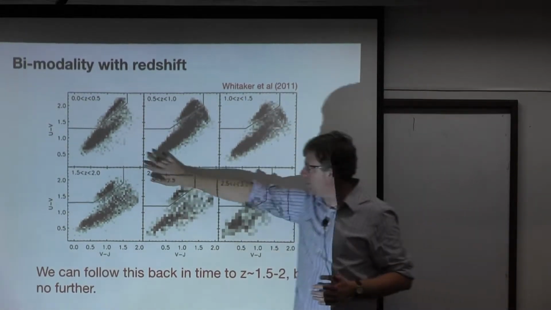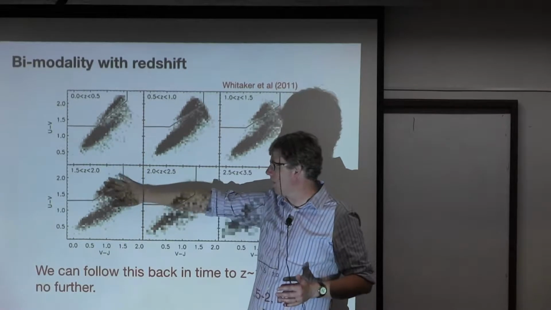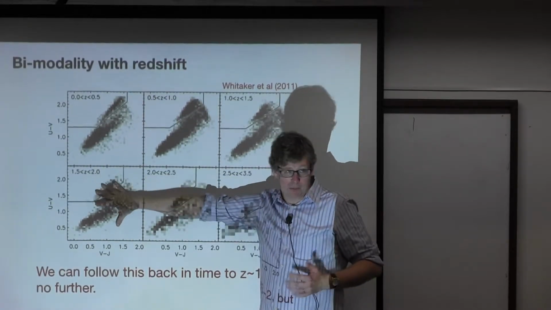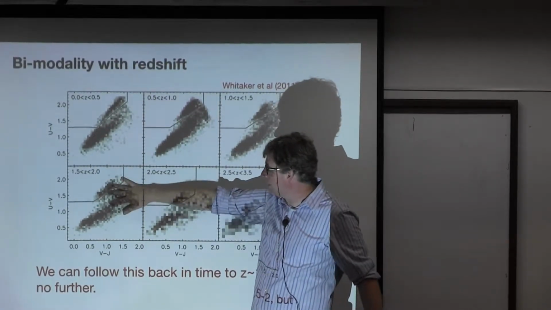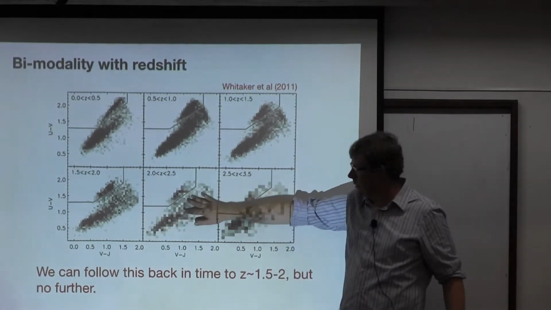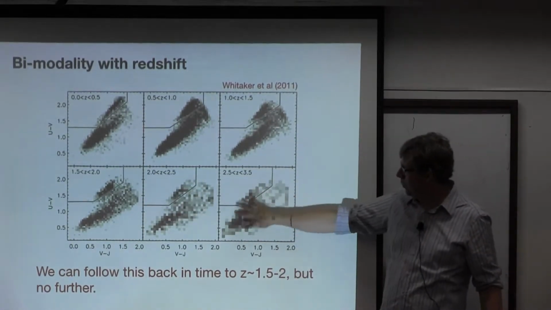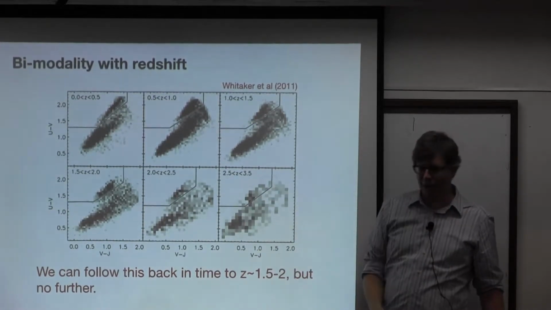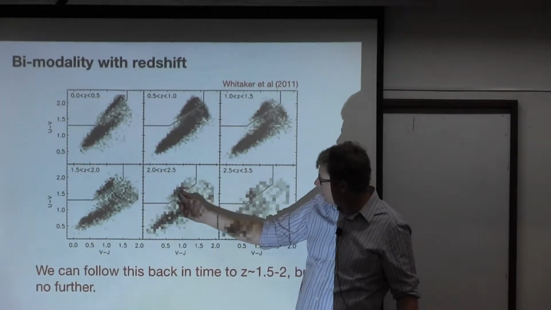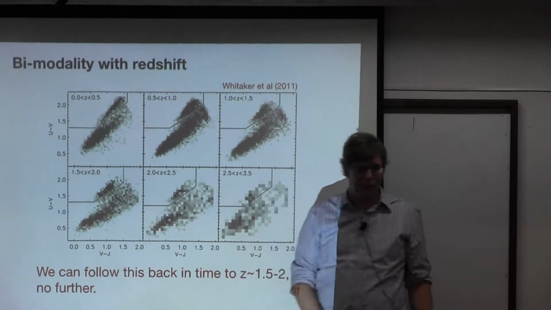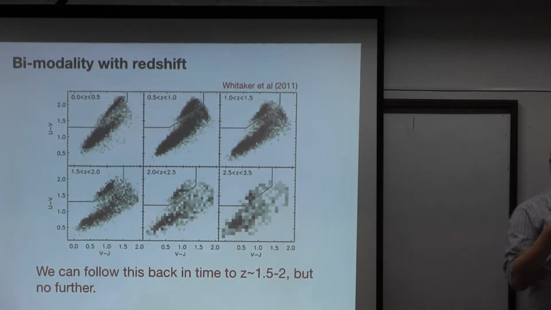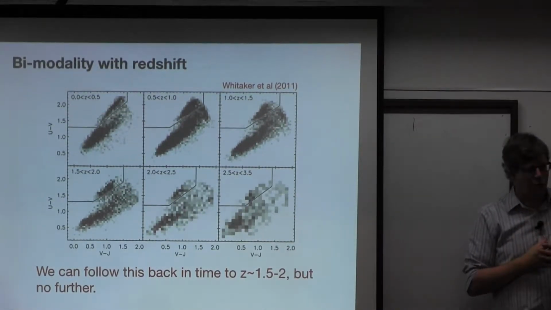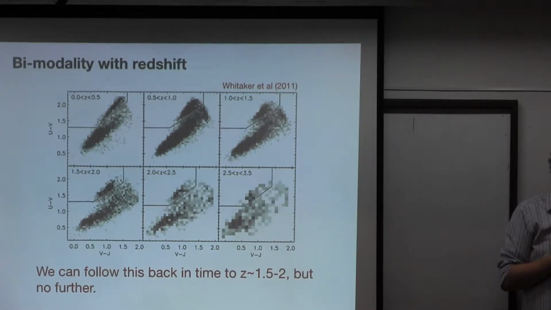You're back in time. Here you're really at high redshift. This is only 4 or 5 billion years after the Big Bang. Here even higher. Here you're about 3 billion years after the Big Bang. And I don't know what you see here anymore. But here at least you can see a hint of a sequence here and a sequence here. So this difference still exists even in the very, very distant universe, which is quite striking.